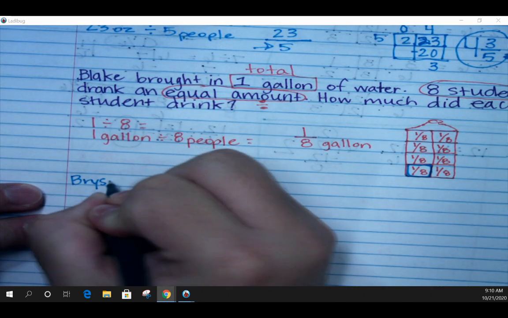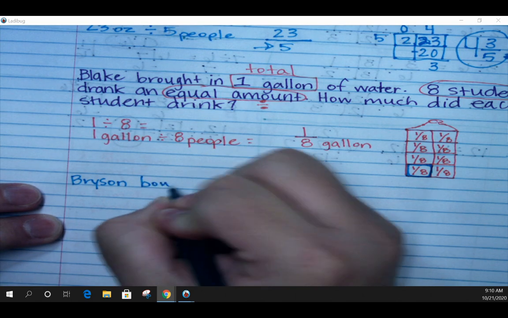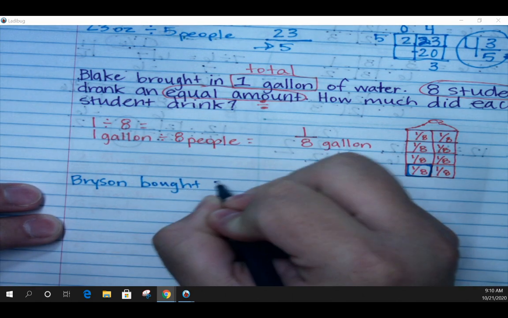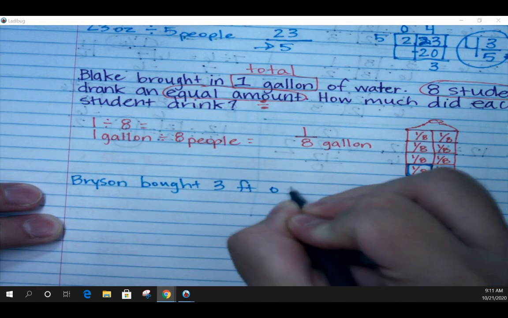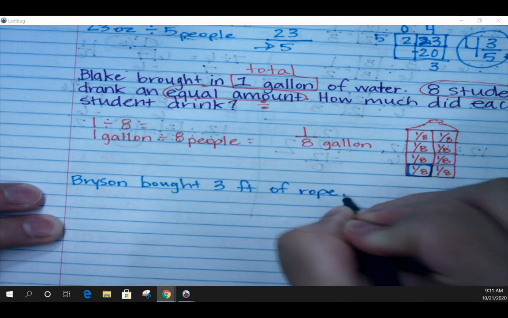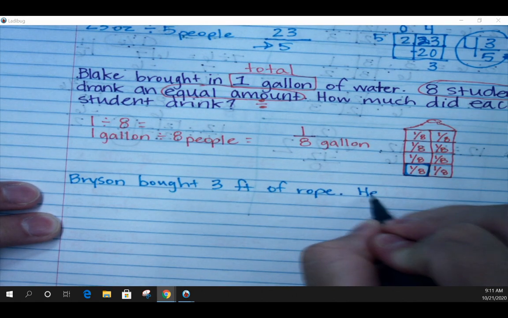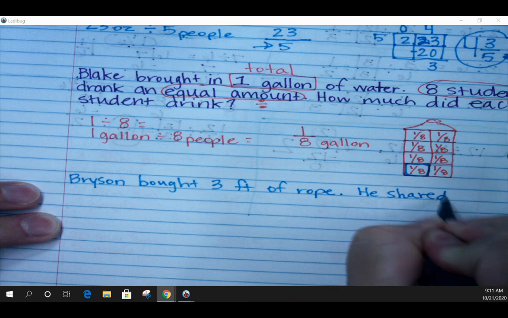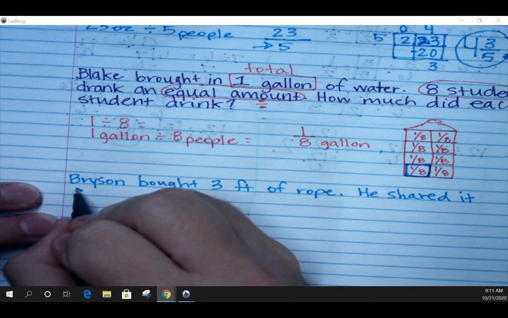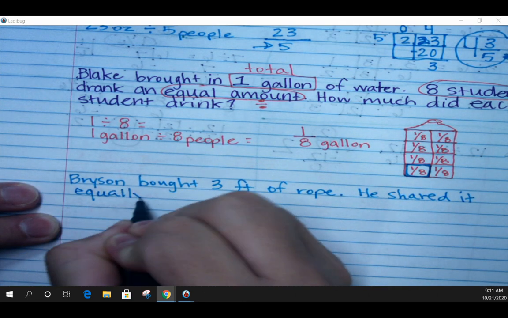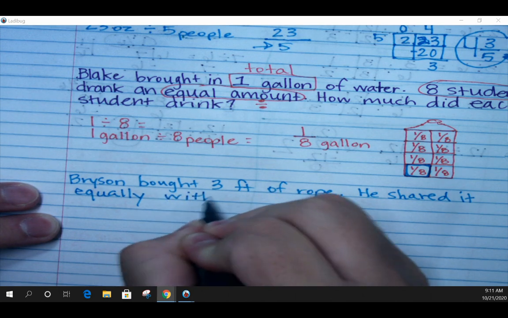Bryson bought 3 feet of rope. He shared it equally with 8 people.